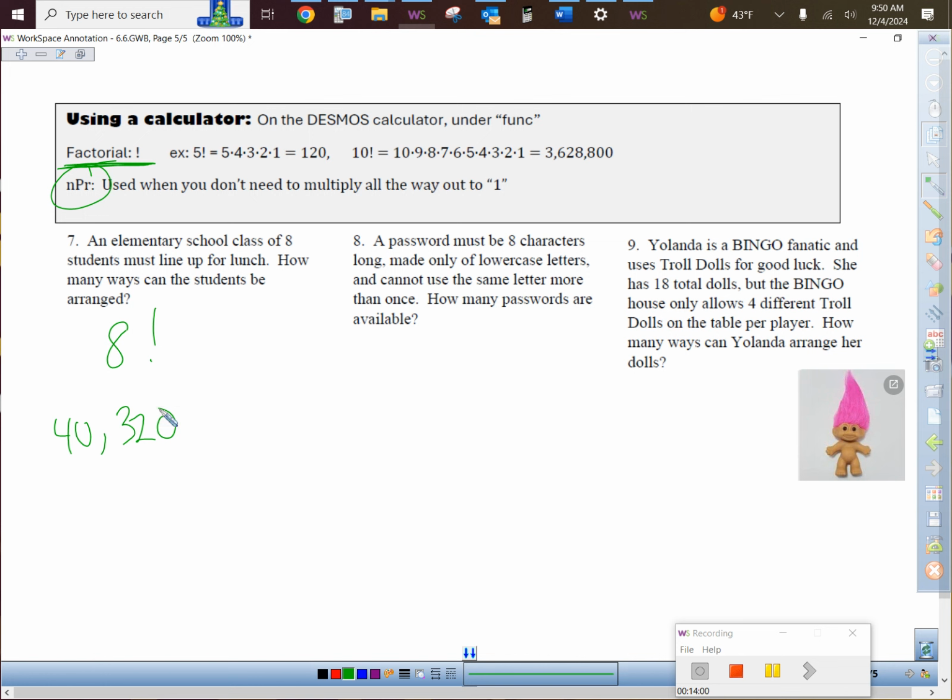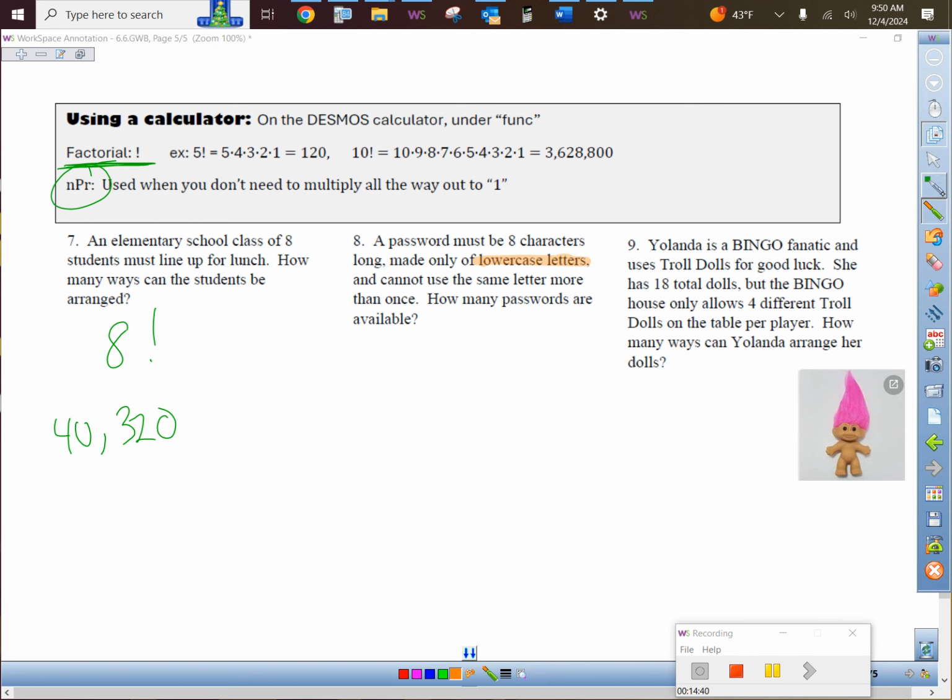A password must be 8 characters long, made of only lowercase letters, and cannot use the same letter more than once. How many passwords are available? Since they're letters, and they're only lowercase, how many options do we have? 26. Is this a factorial situation? Am I going to go 26 times 25 all the way down to 1? Am I going to have 26 different letters in my passcode? No, it's only going to be 8. Are you with me on that?